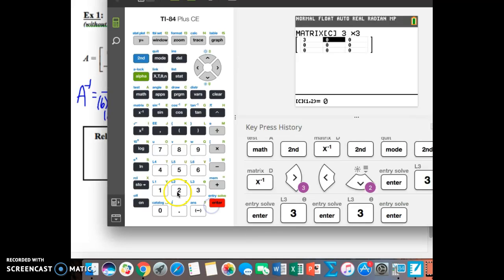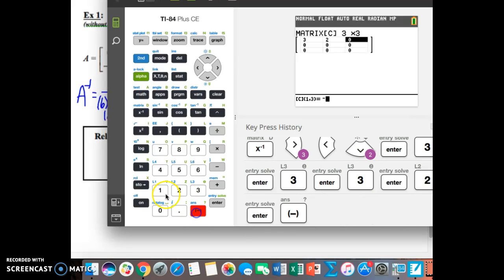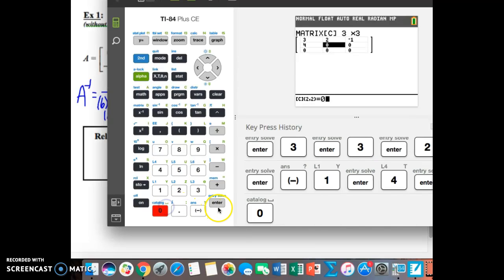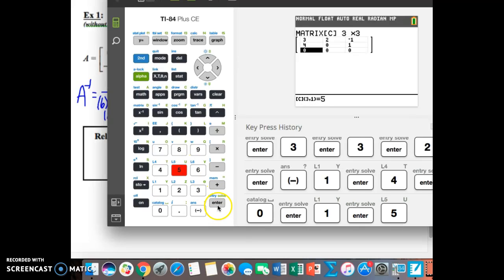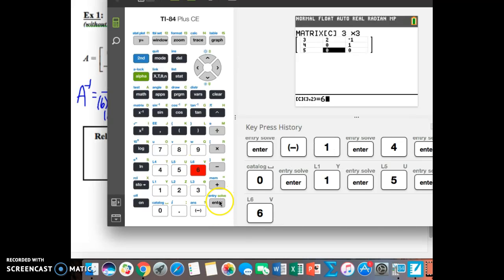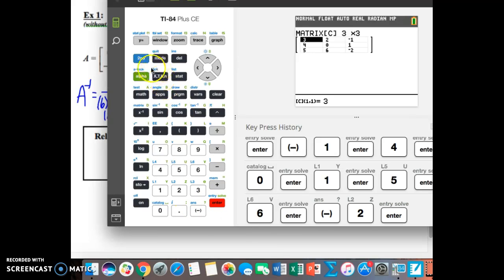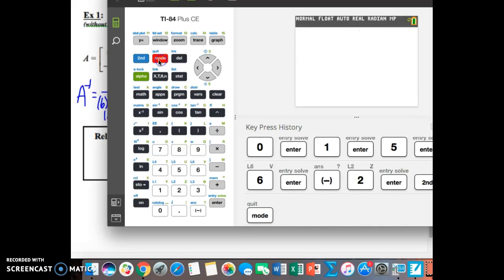So we have a 3, 2, -1, 4, 0, +1, 5, 6, and -2. Once you have your matrix, we can go to second and quit.